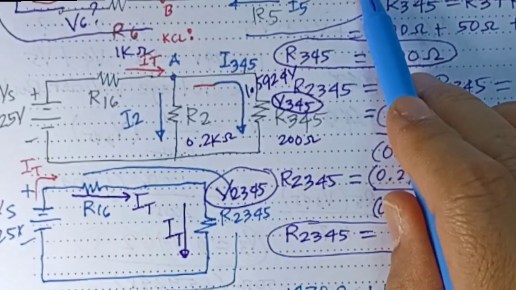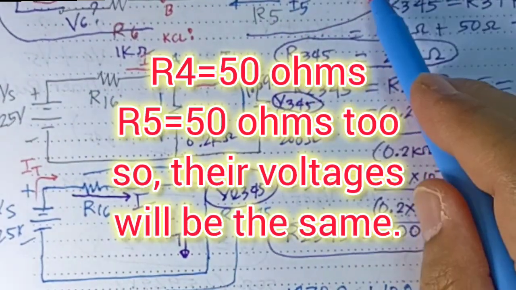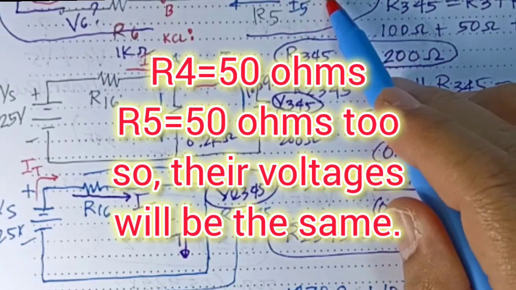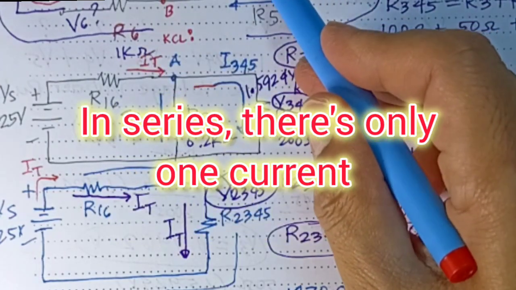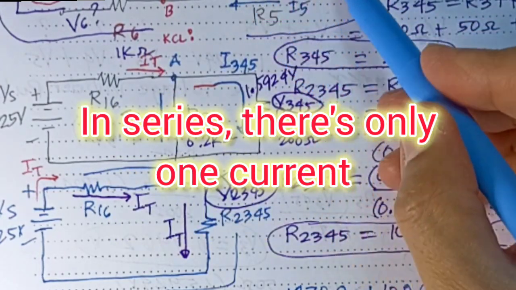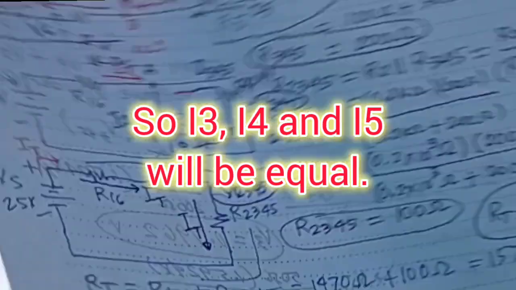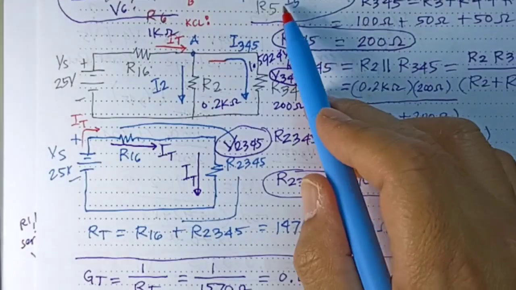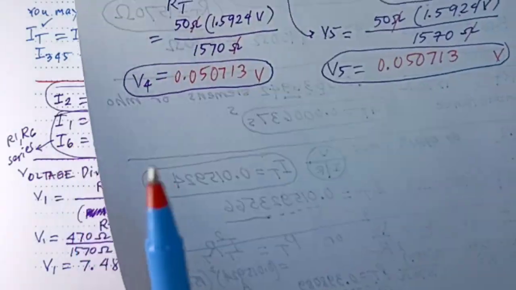You may wonder why, but look here, the resistance of R4 is 50 ohms and the resistance of R5 is also 50 ohms. That's why they have the same voltage. In series, when two resistors have the same resistance, they will also have the same voltage. In series also, even if you have different resistances, the current will be the same because there's only one current in series. Anyway, we have the V4, we have the V5, do we have the V6? The V6, we got already over here, so I think we're done.